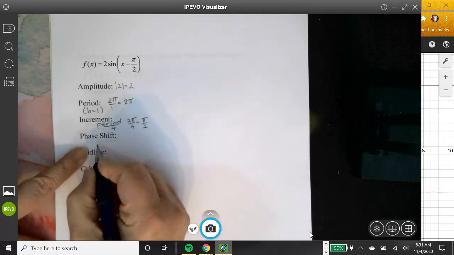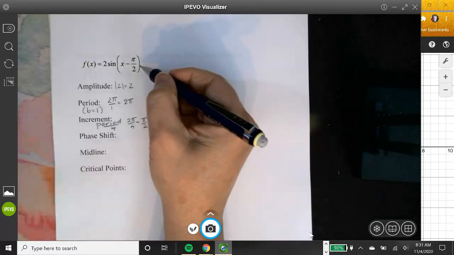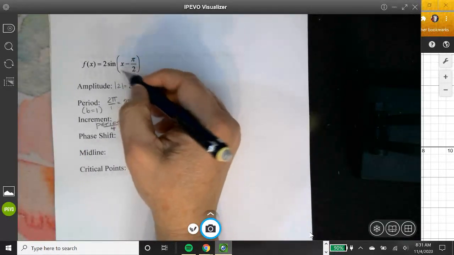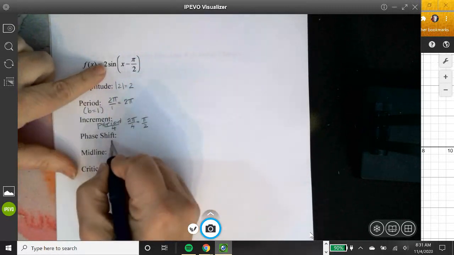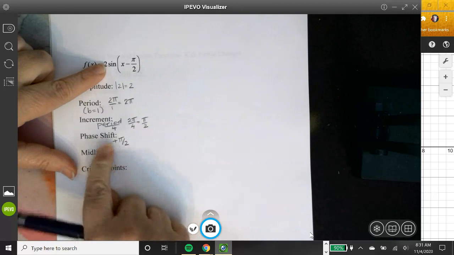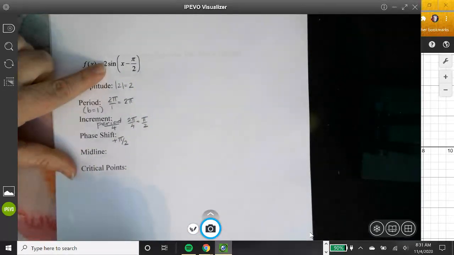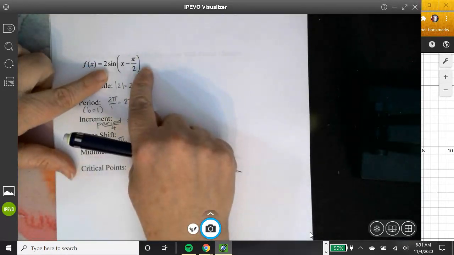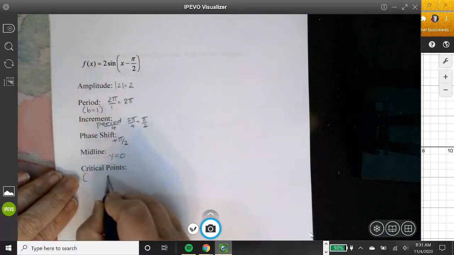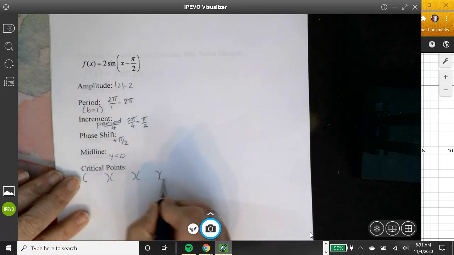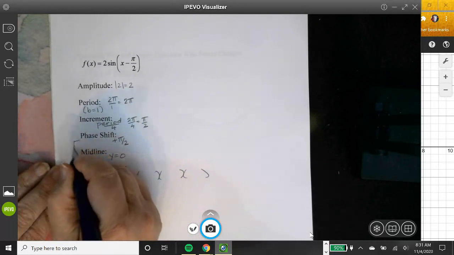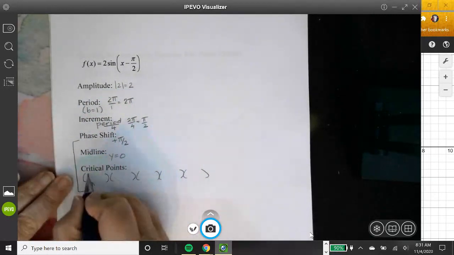The phase shift now, I have a phase shift here because I have an angle that's not 0 when x is 0. When is this 0? Well, the phase shift is going to be a positive pi over 2, which means I'm shifted in the positive direction, pi over 2. The midline, do I have a plus d here? No, so the midline is y equals 0. The critical points, how many do we have? We have 5. And where are we going to start? Well, yes, we're going to start at the phase shift, and we're going to put pi over 2 here.